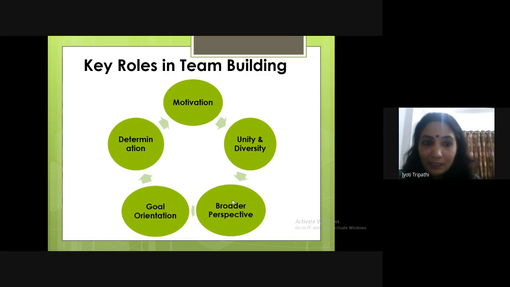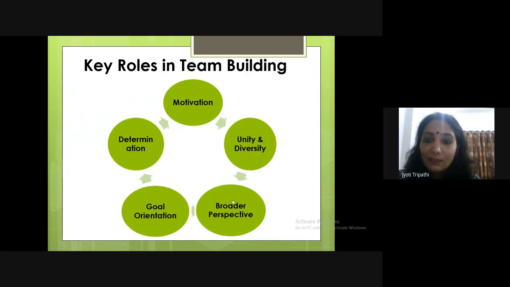So this is all about determination, motivation, unity and diversity. As I mentioned, the team must work as a united whole, but diversity should also not be overlooked. The team members come from various cultural backgrounds and experiential backgrounds, and their expertise is different. So, at the ideology level, they are not going to be the same.